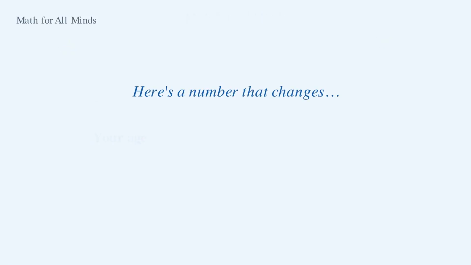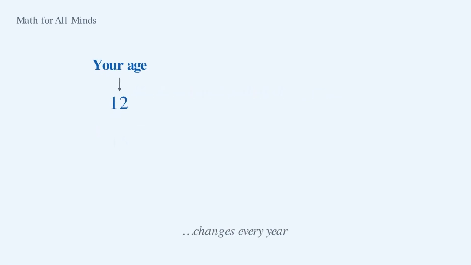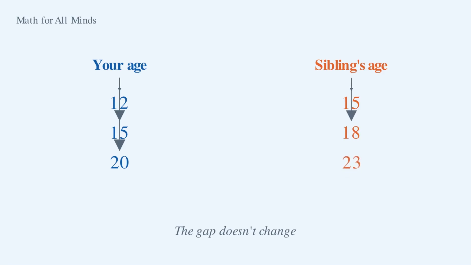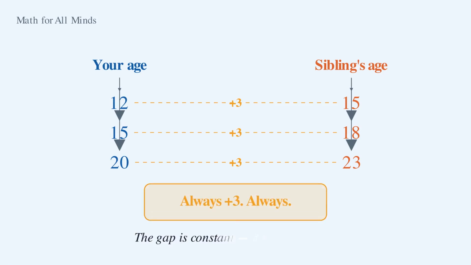Here's a number that changes every year, your age. Last year it was one thing, this year it's another, next year it'll be different again. But here's something that doesn't change, the gap between you and a sibling born exactly 3 years before you. They will always be 3 years older. Always.